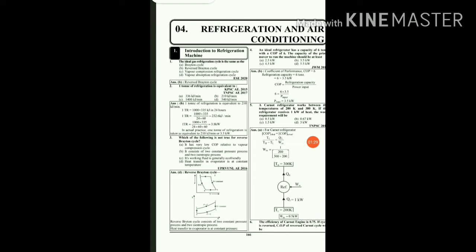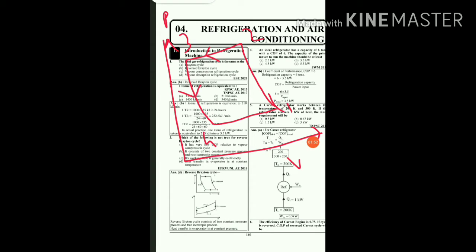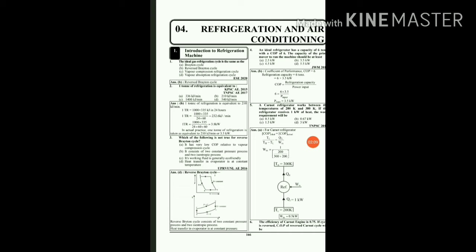Here a reverse Brayton cycle or Bell-Coleman cycle can be drawn on a PV diagram like this, where the cycle is 1, 2, 3, 4. If I draw it on a PV diagram, 1 to 2 is a reversible adiabatic compression, 2 to 3 is the constant pressure heat rejection, then 3 to 4 is the reversible adiabatic expansion, and 4 to 1 is the heat addition process. So this is all about the Bell-Coleman cycle, which is also called a reverse Brayton cycle or an ideal gas refrigeration cycle.